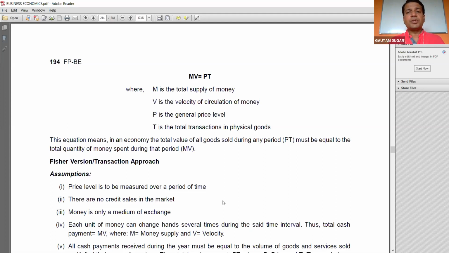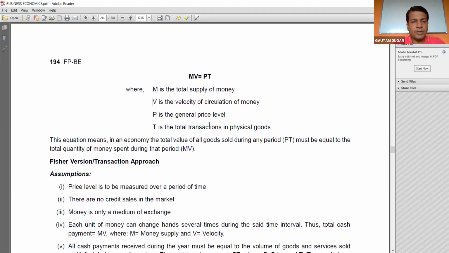So MV equals PT. M is the quantity of money in circulation. V is the velocity of money in circulation. P is the price level. T is the total transactions in physical goods. Fisher assumes that in the short run, V and T are constant. So, if these are constant, that actually means what? If we know the mathematics of variation, the price will vary directly as the quantity of money in circulation.